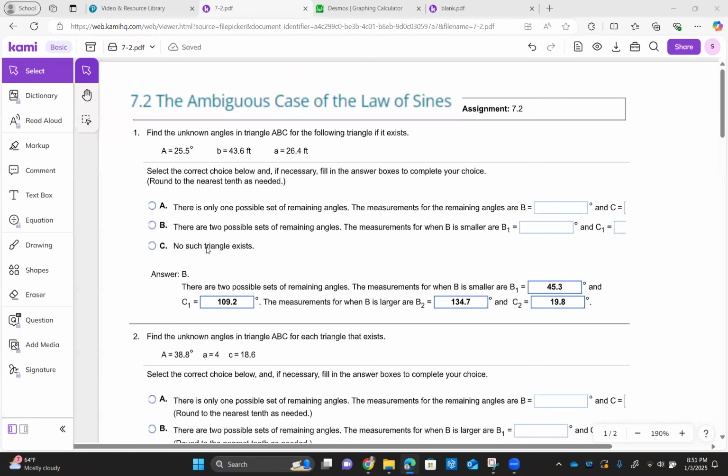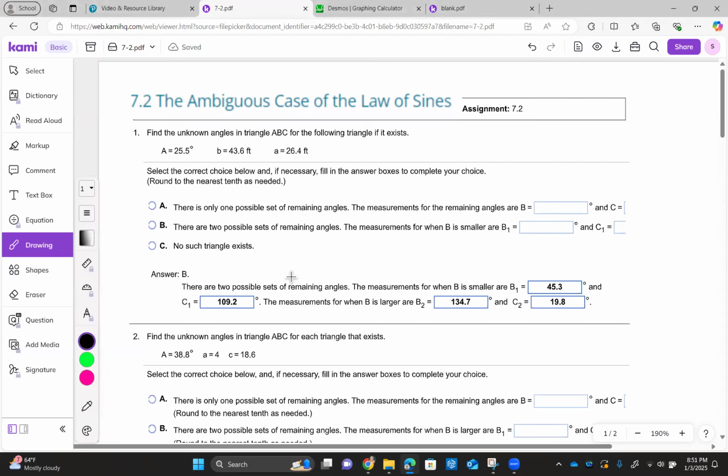Lesson 7.2 is called Ambiguous Case of the Law of Sines, and then we're going to look at some examples from assignment 2. Depending on the given numbers for the angles and the sides, sometimes when we apply the law of sines, there will be only one possible set for the remaining missing angles and sides. But sometimes there might be two possible triangles, and sometimes no triangle exists. So we're going to model the first question.